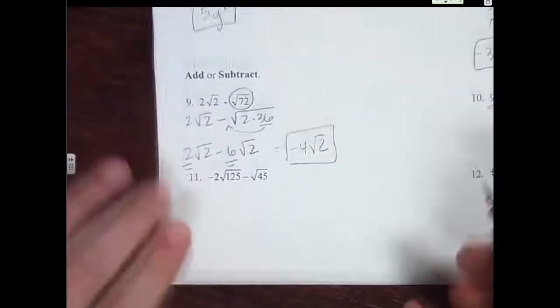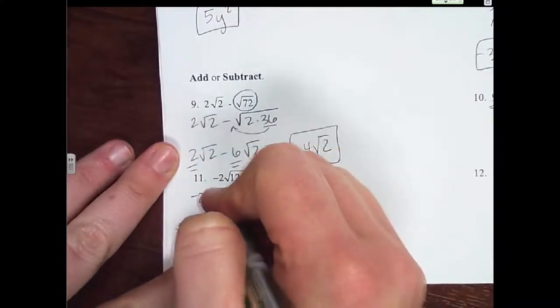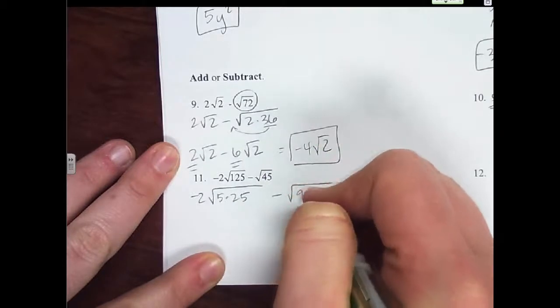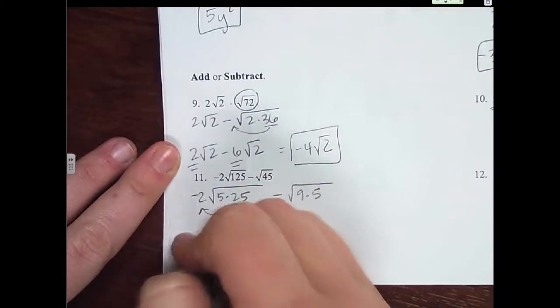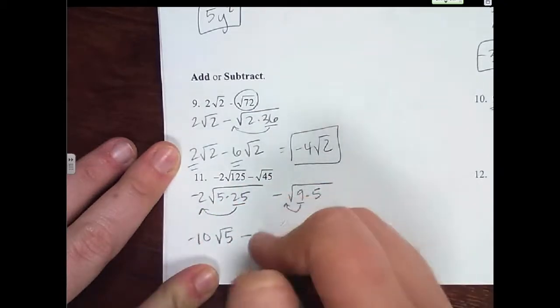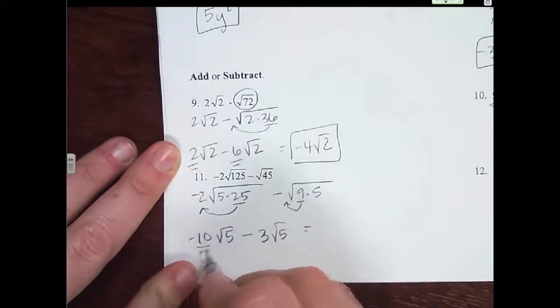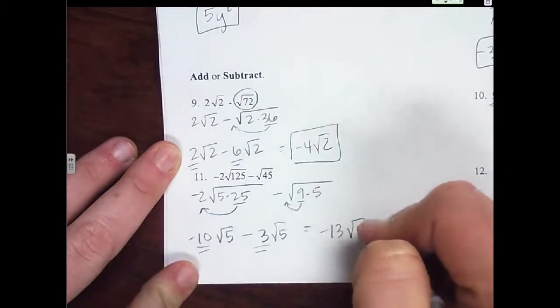Number 11, let's break that down. Negative 2, and this is going to be, let's see, 5 times 25 minus 9 times 5. So square root of 25 is 5, and I bring that on the outside. Negative 10 square root 5 minus 3 square root 5. The radicals are the same, so I'm going to combine the numbers in front. Negative 10 minus 3 is negative 13 square root 5.